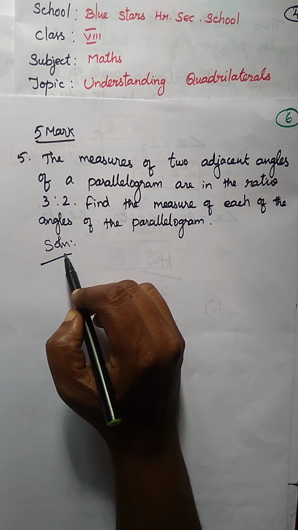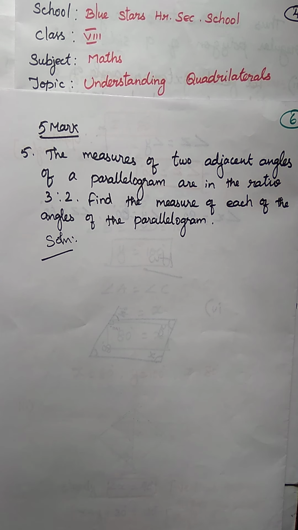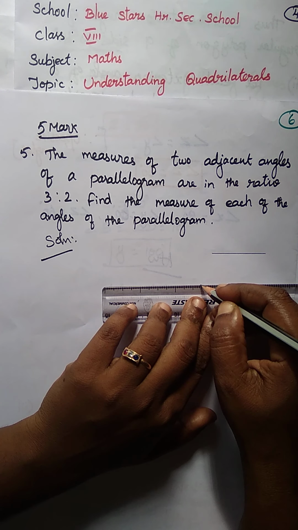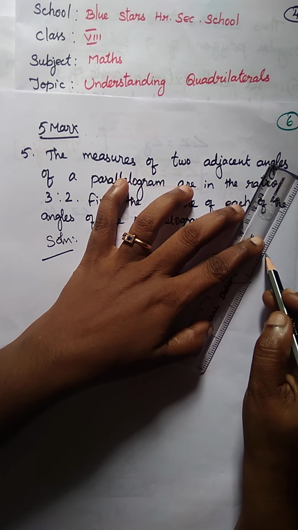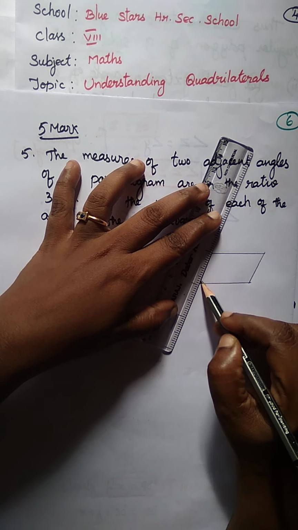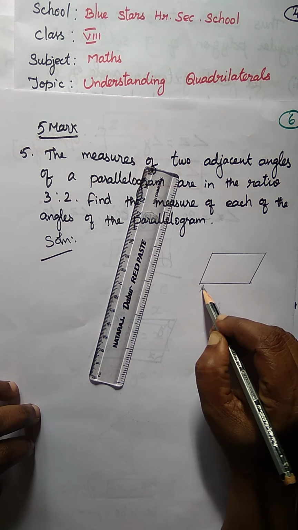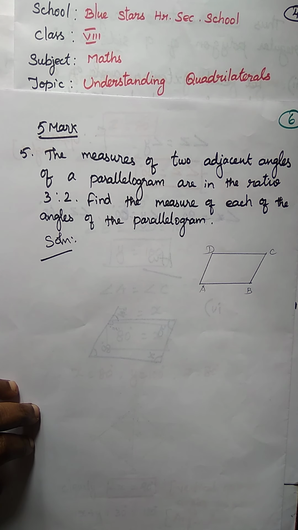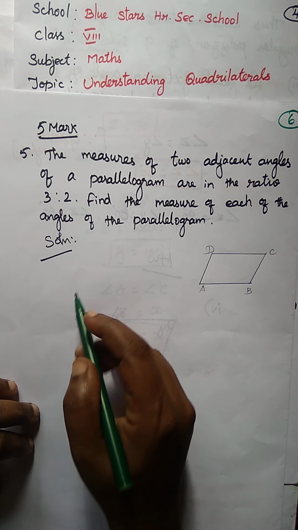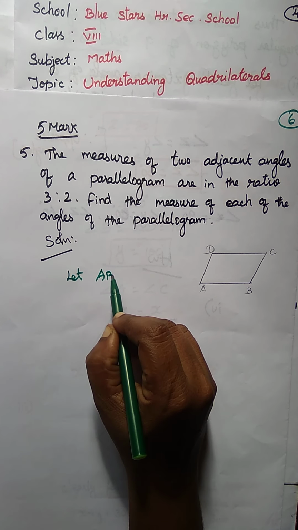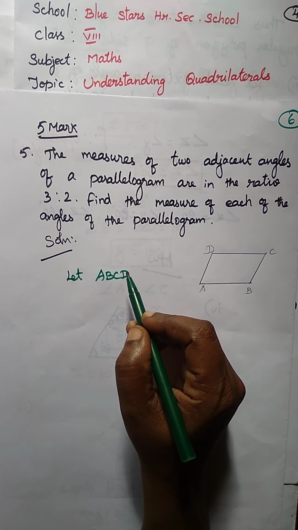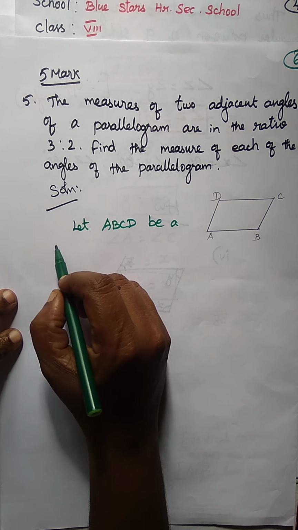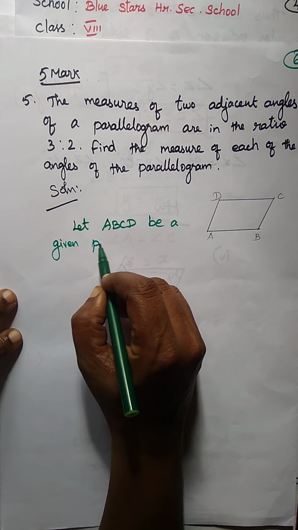The diagram is not given. We only draw a diagram. Draw one rough parallelogram. You all know parallelogram. Opposite sides are parallel in a parallelogram. This is the diagram of parallelogram, A, B, C, D. Okay, this is a parallelogram. Now we will consider, let A, B, C, D be a given parallelogram.